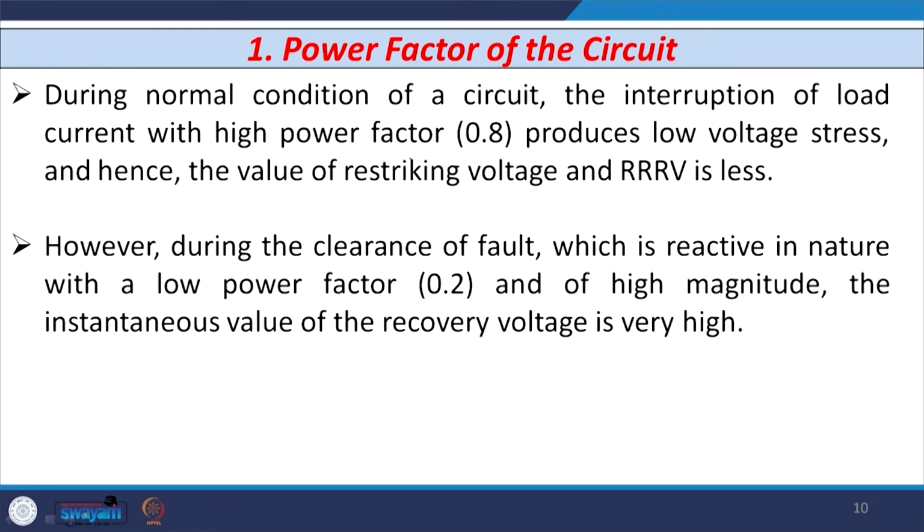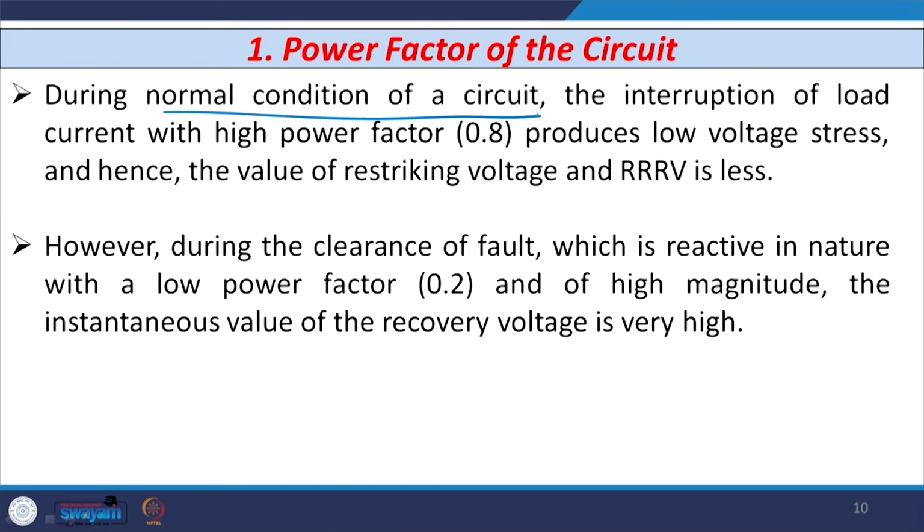If I consider the pre-fault or normal condition, then during normal operation of the circuit, in the interruption of load current, obviously the load power factor is very high; they have to maintain a very high power factor, beyond 0.8. So, the interruption of load current with a very high power factor produces low voltage stress across the contacts of the circuit breaker. As the voltage stress is low, the restriking voltage and RRRV are also less.